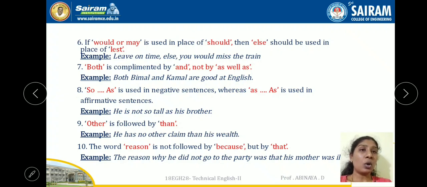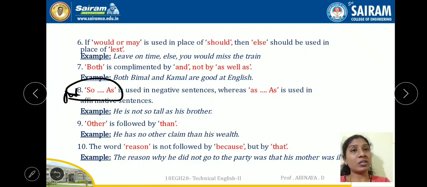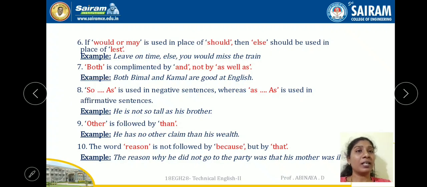Next one, so as is used in a negative sentence, whereas as is used in an affirmative sentence. So as is a conjunction of comparison, which we have seen in the positive degree of inequality. Whenever you use so and as, not will come before to show the negativity. See the example: he is not so tall as his brother. Whenever you use so as, not will be there in front of the word so. You can also make this an affirmative sentence.